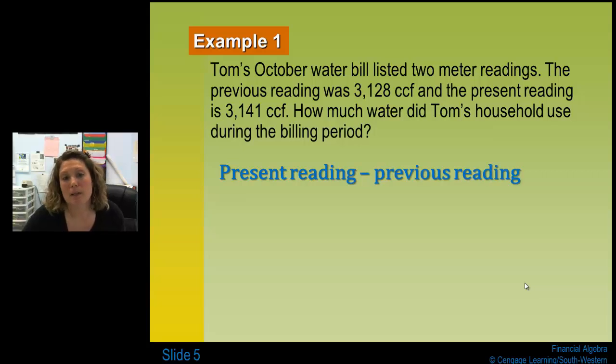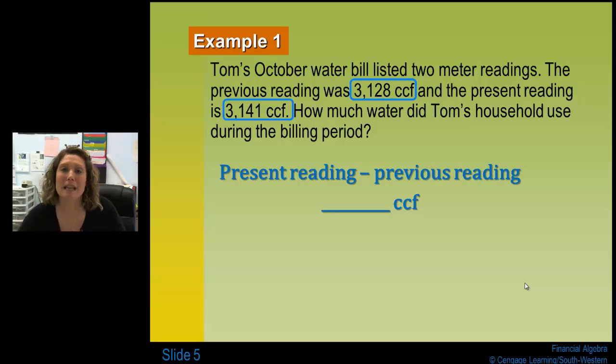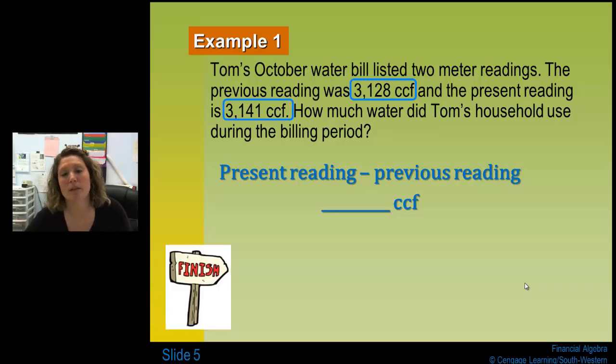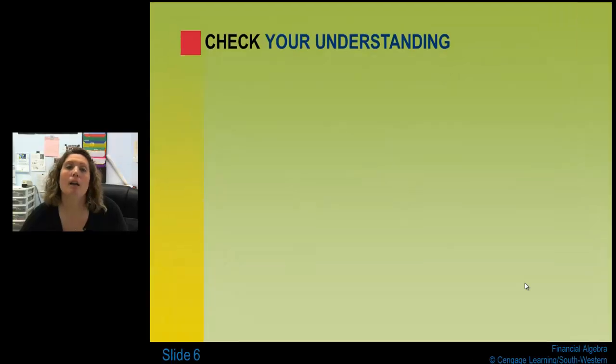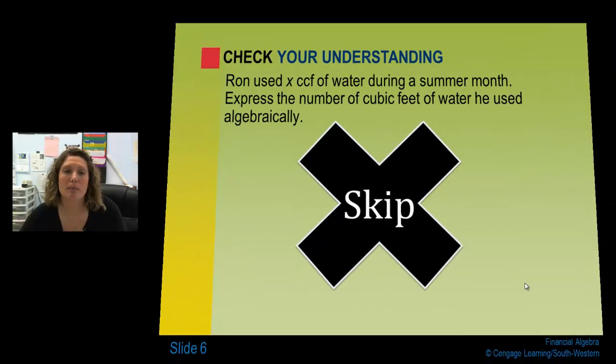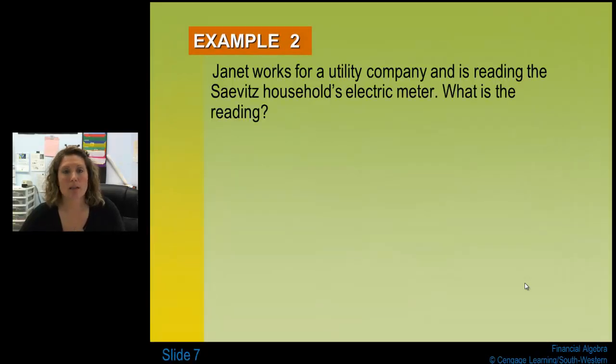So in order to calculate this, we take the present reading minus the previous reading. So there's your present reading of 3,141 CCF, and your previous reading was 3,128. So you need to go ahead and subtract those and tell me how many CCFs he's used in this current billing period. So please finish this question. Check your understanding. We're going to go ahead and skip this question and go on to example 2.